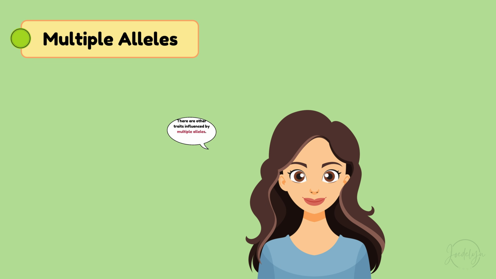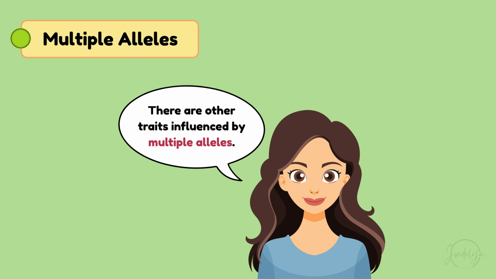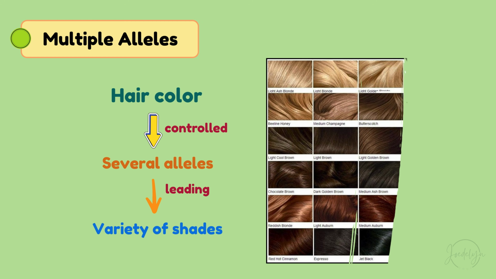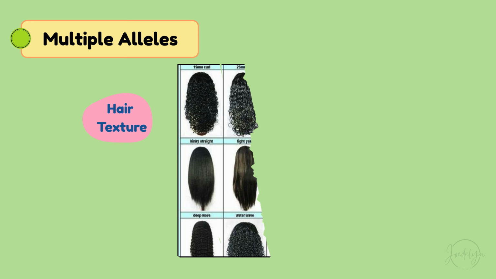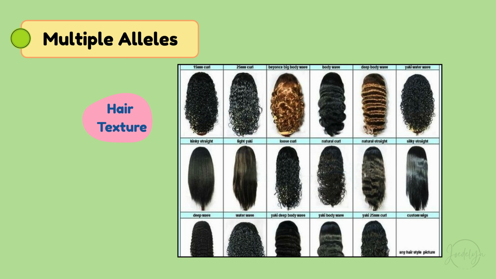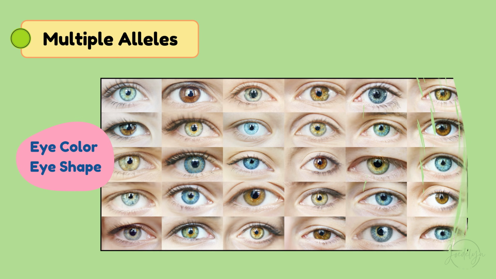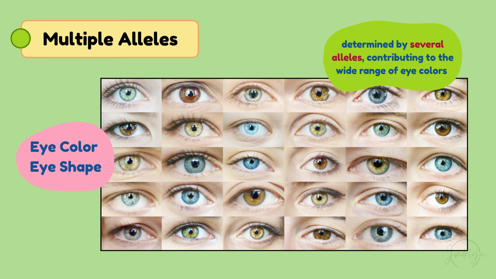In addition, there are other traits influenced by multiple alleles. For instance, hair color is controlled by several alleles, leading to a variety of shades, from blonde to brown to black, and even red. The texture of hair, whether it's straight, wavy, or curly, can also be influenced by multiple alleles interacting. Similarly, eye color and eye shape are determined by several alleles, contributing to the wide range of eye colors we see, like blue, green, and brown, as well as differences in shape.